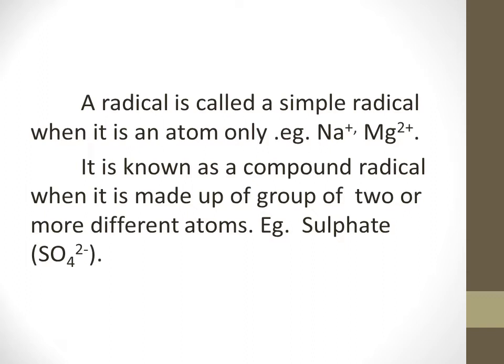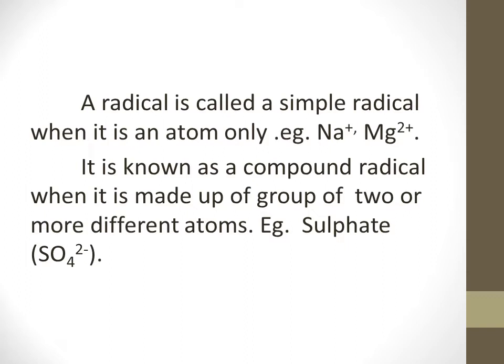We have compound radicals also. It is known as a compound radical when the radical is made up of a group of two or more different atoms. An example is the sulfate radical, SO4 2-. You can see in the sulfate radical there is one atom of sulfur and four atoms of oxygen. They join together, combine together, but behave as a single unit in a compound.